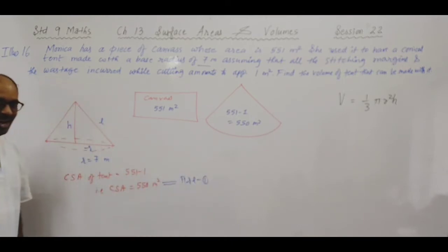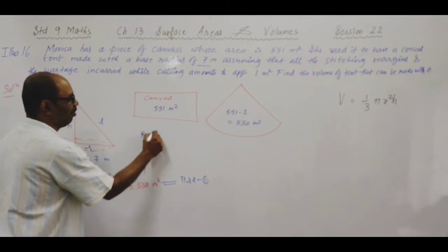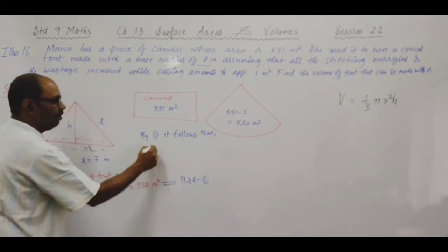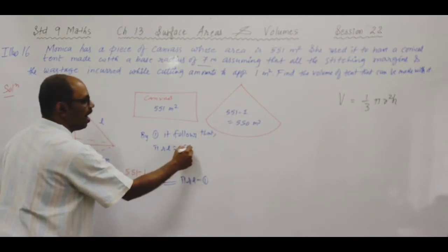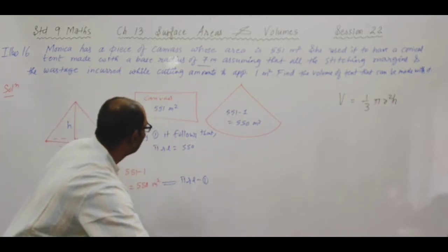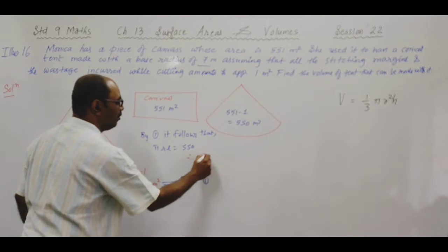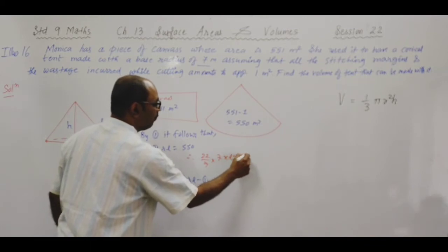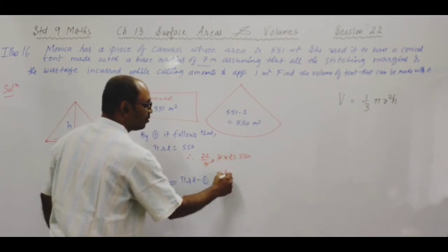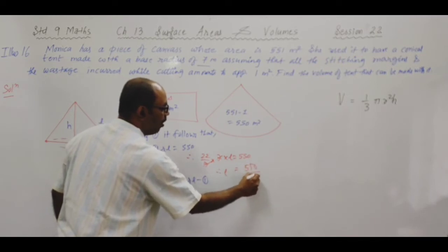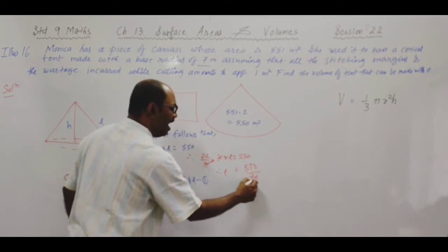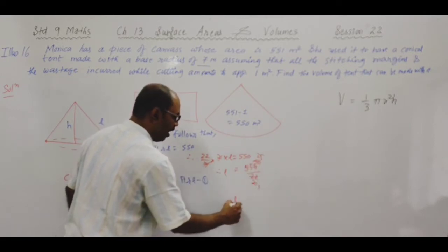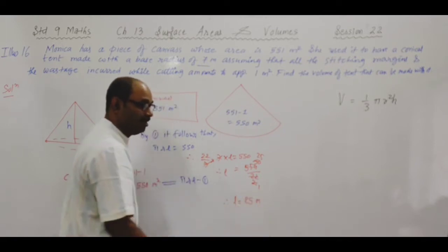I am going to call it result 1. By 1 it follows that pi r l is 550. So what are you getting? Therefore, pi is 22/7, radius is 7, into l. That is 550. 7 cancels. So l is 550/22. 11 2s are 22, 11 5s are 55, 0. Therefore, l is equal to 25.